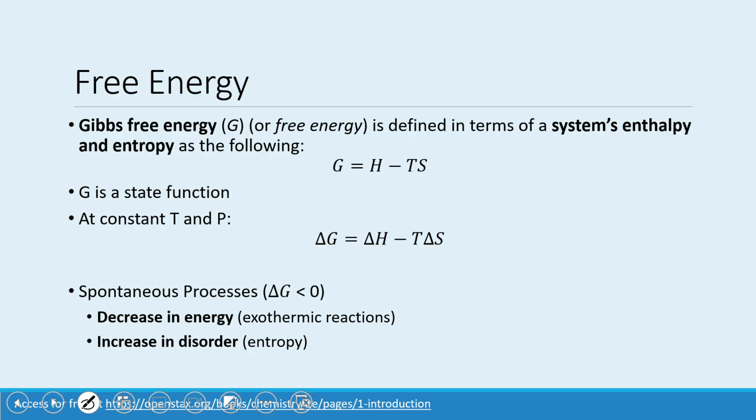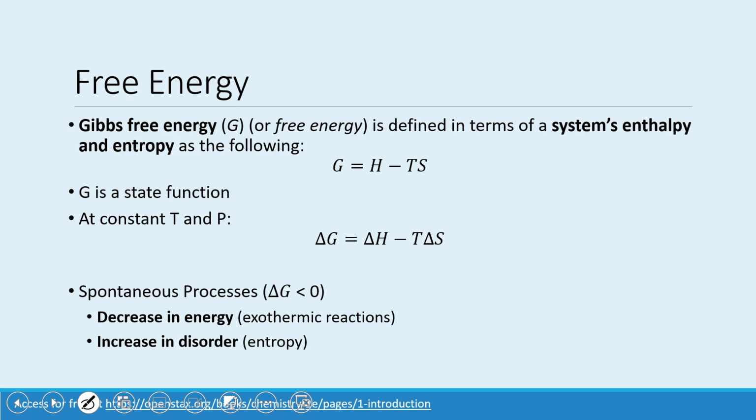So what free energy tells us is whether or not a reaction is spontaneous. So when delta G is negative or less than 0, we're going to have a spontaneous reaction. And of course, the opposite, if delta G is positive, then we're going to have a non-spontaneous process.